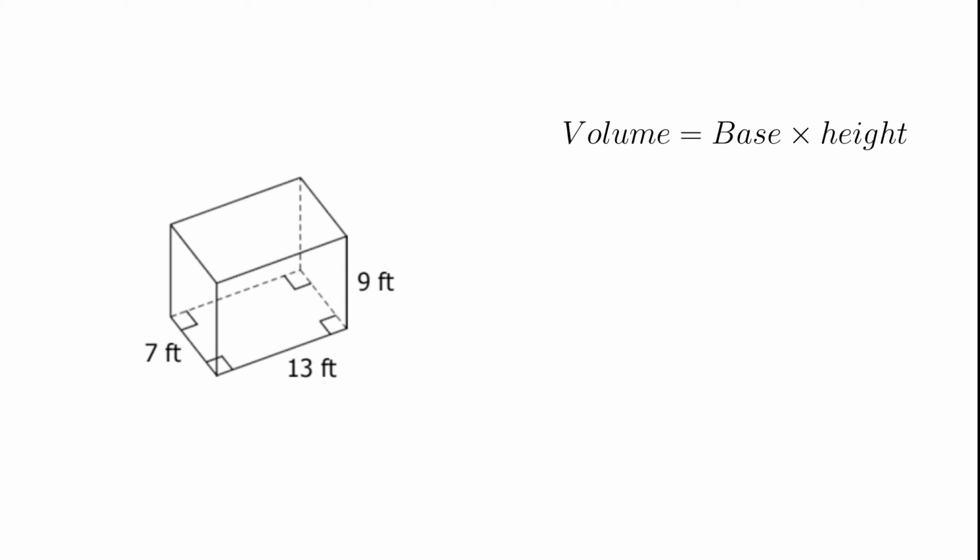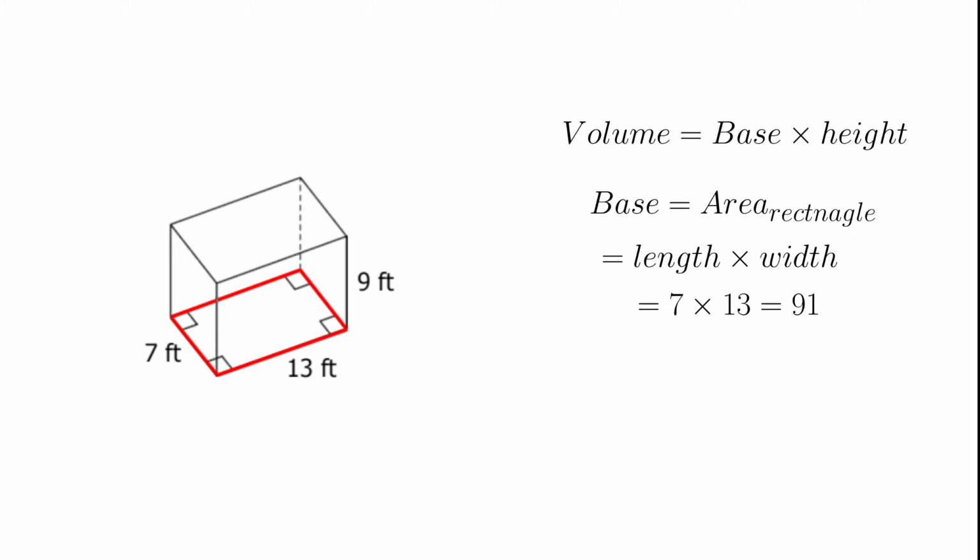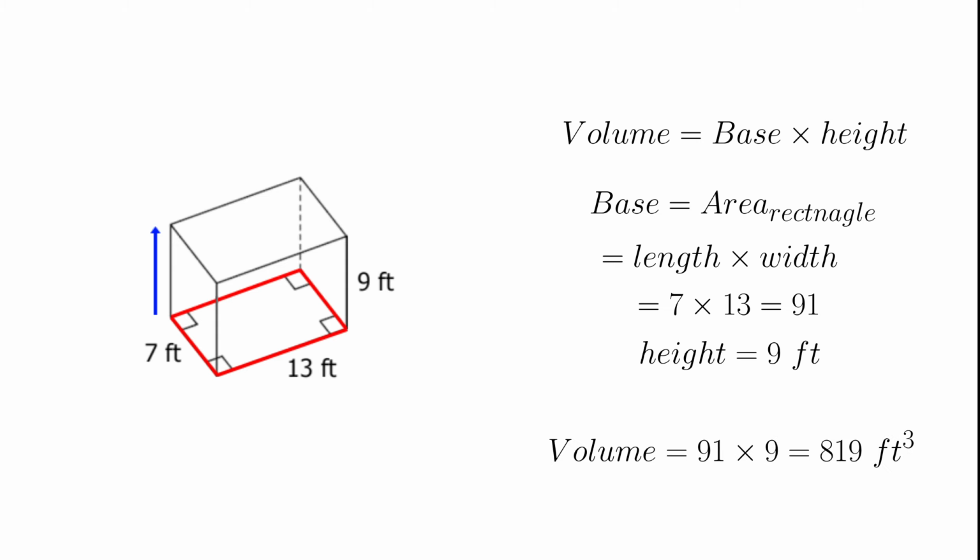Let's try to find the volume of a rectangular prism. Here we have the formula, which will be base, the shape we'll be stacking, times the height. The base is an area of a rectangle, so we just do length times width, which will give us 91. Then we see we're stacking this rectangle upwards. So the height, we'll stack it 9 feet high, which means we multiply our base of 91 times the height of 9 to get our volume of 819 feet cubed.